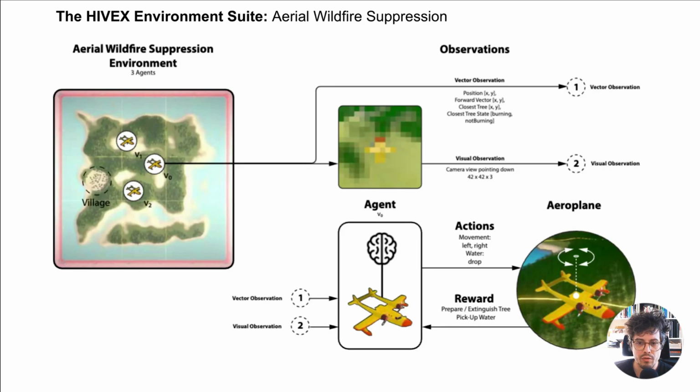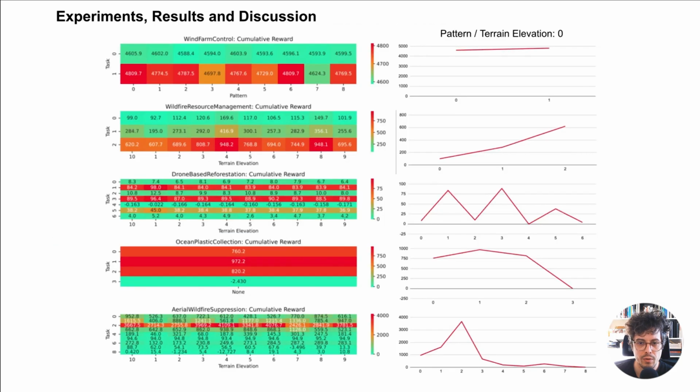Actions are move left, move right, or drop water. Agents must steer the aeroplane towards the shoreline to collect water and a small reward. Extinguishing trees or preparing them, that is, wetting trees to divert fire growth, yields rewards.